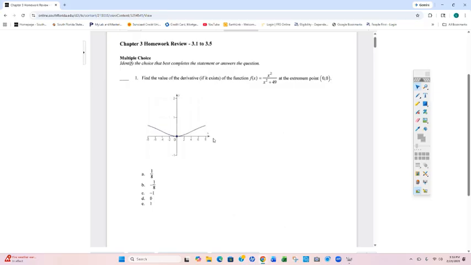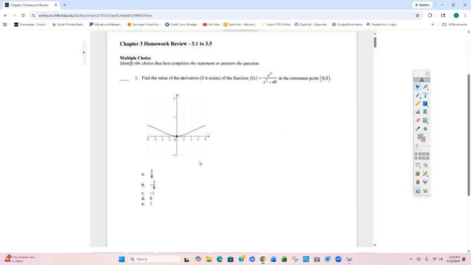Question number 1, find the value of the derivative, if it exists, of the function f of x equals x squared over x squared plus 49, at the extreme value point 0, 0. You do have a graph. The x-axis goes from -8 to 8. The y-axis goes from -1 to 2. The graph is similar to a parabola. It is above the x-axis. It only touches the x-axis at one point, at 0, 0.